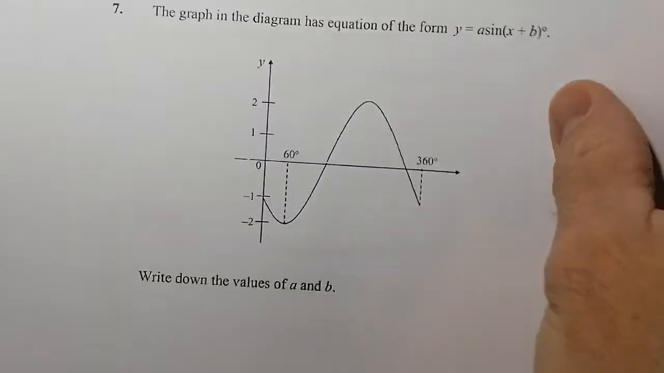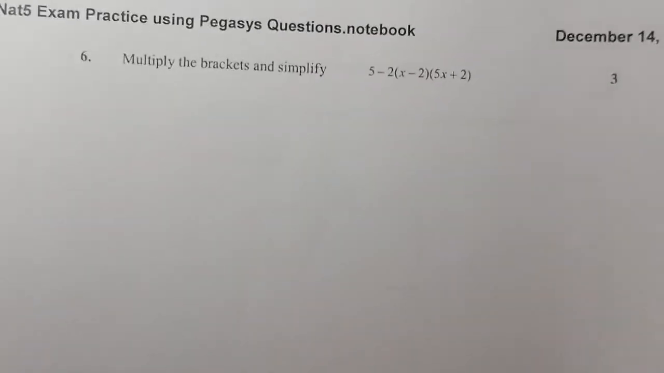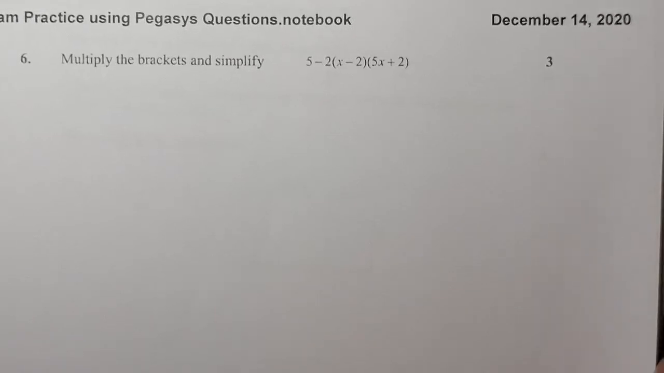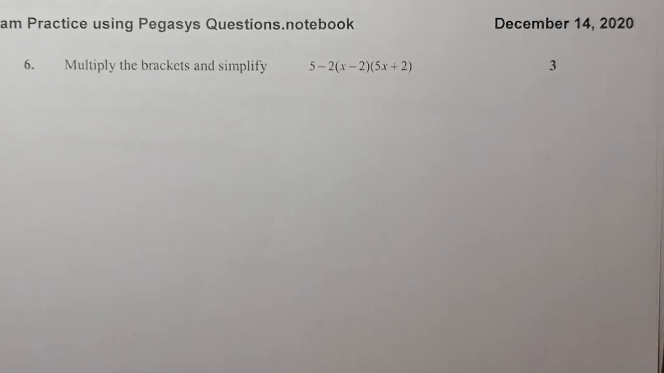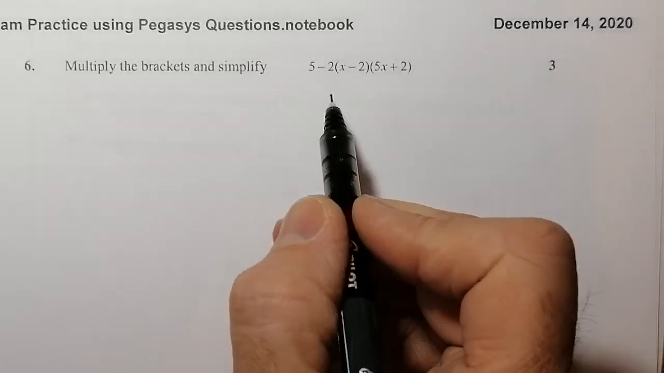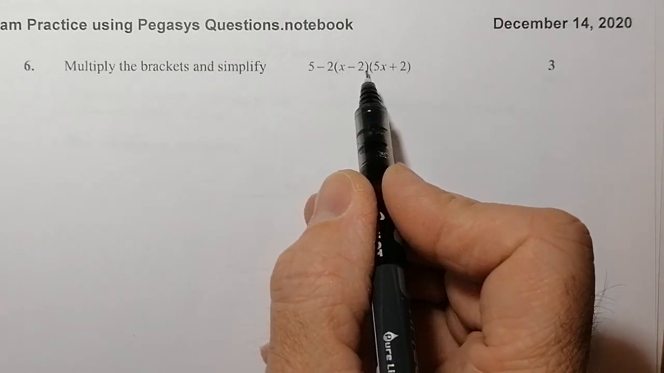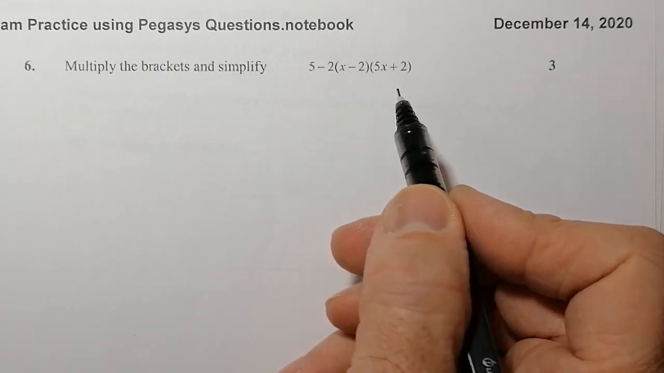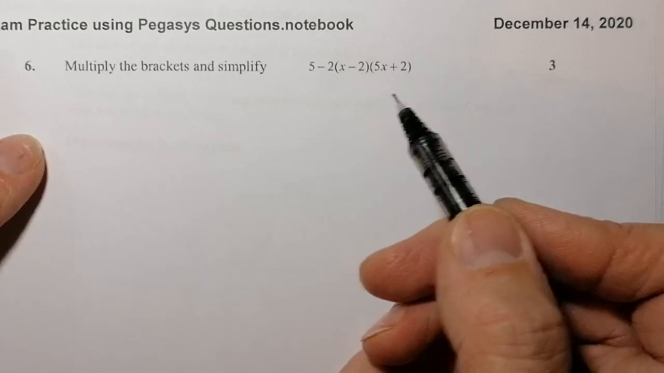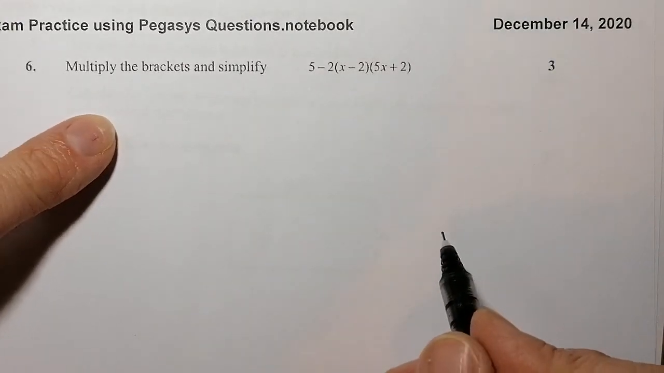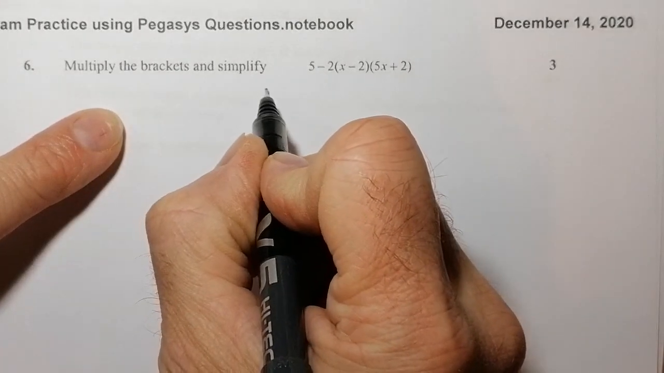Right, so let's go to this question up at the top here, and it's a multiplying out the brackets question. Right then, so it might not be too great to see there, but I've got 5 minus 2 bracket x minus 2 close bracket 5x plus 2. And I have to just multiply out the bracket and simplify. Right, so I'm going to go ahead and start that one off.